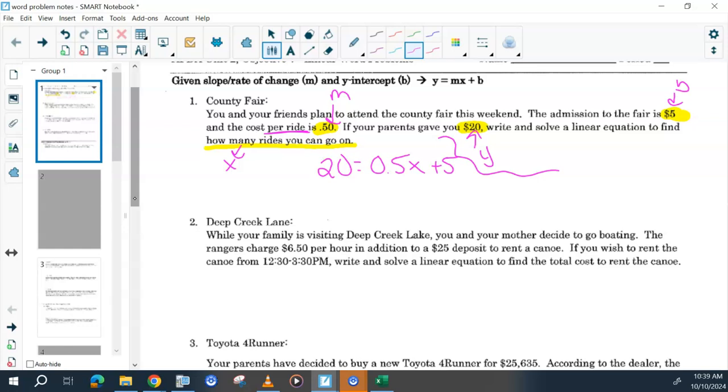How could we get x by itself? Not minus 0.5, because that's attached to the x, so we can't do anything with that yet, but we can subtract 5. And then to get rid of the 0.5, not multiply, divide both sides by 0.5. So in your calculator, go ahead and do that. 15 divided by 0.5.